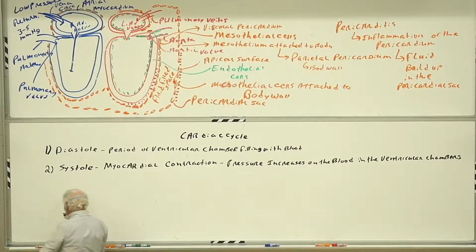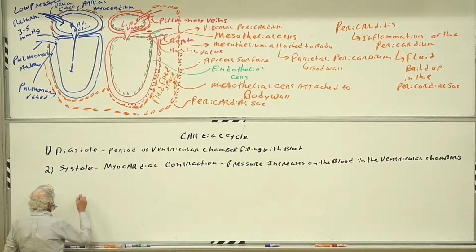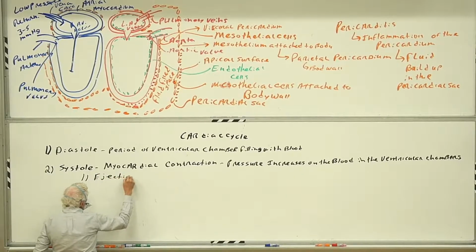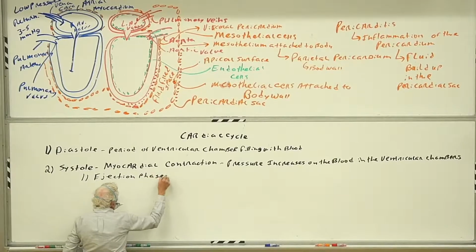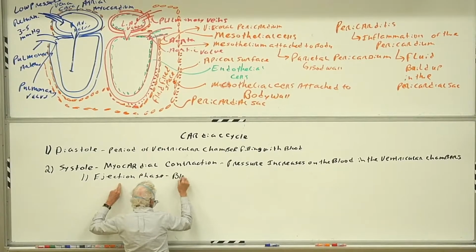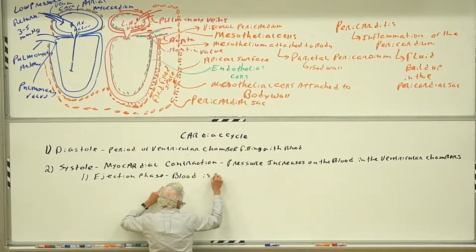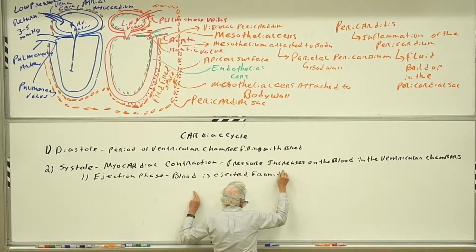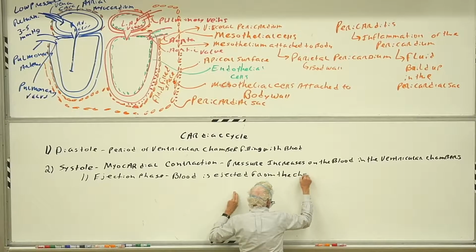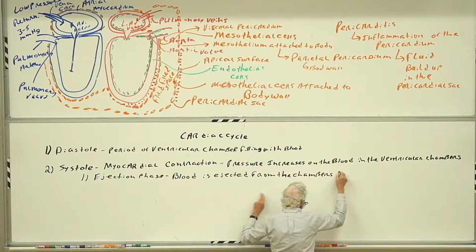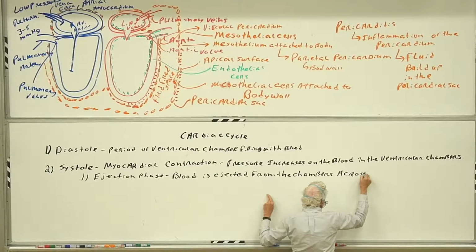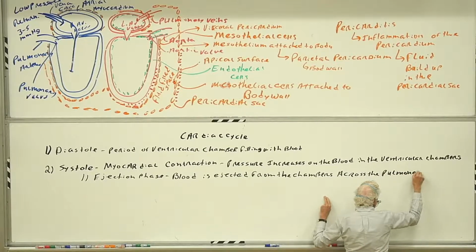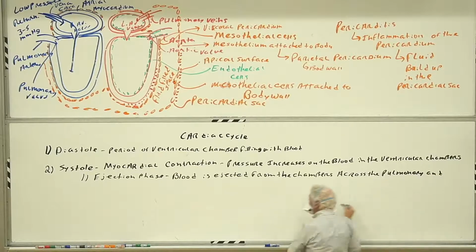Then systole has a phase during it called the ejection phase. The ejection phase is when blood is ejected from the chambers across the pulmonary and aortic valves.